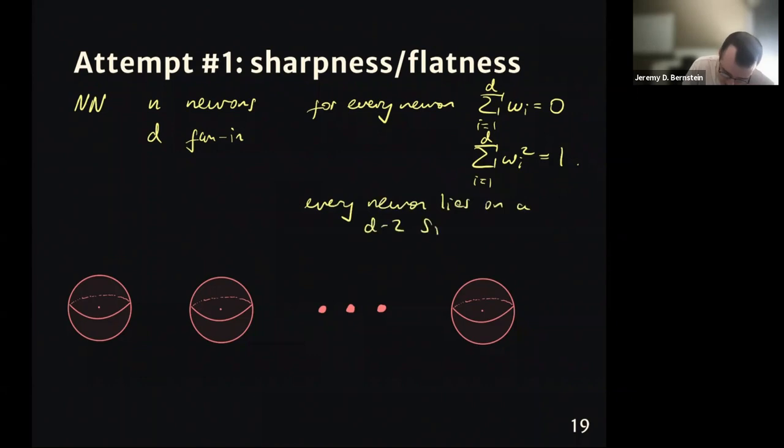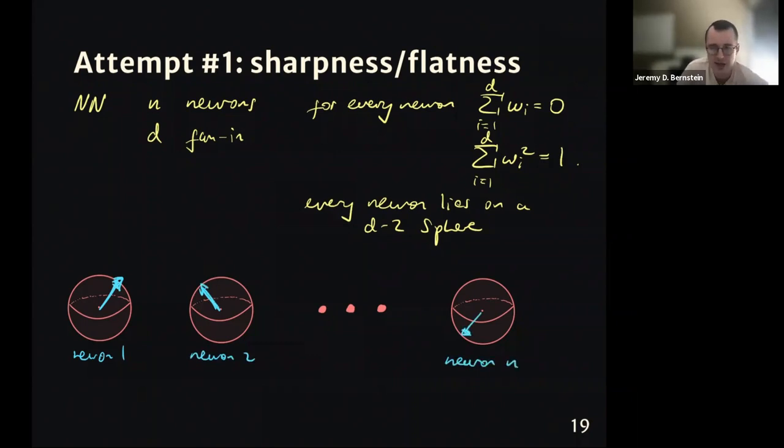A d-2 sphere. So if you think about what one solution looks like under this setting, it means that every neuron has a weight vector which points in a particular direction. This is neuron 1, and its weight vector points on its hypersphere in this direction. This is neuron 2, its weight vector points on this hypersphere in this direction. This is neuron n, the last neuron, and its weight vector points in this direction.